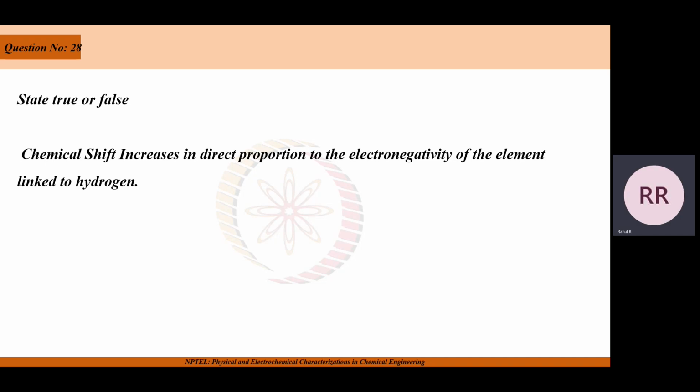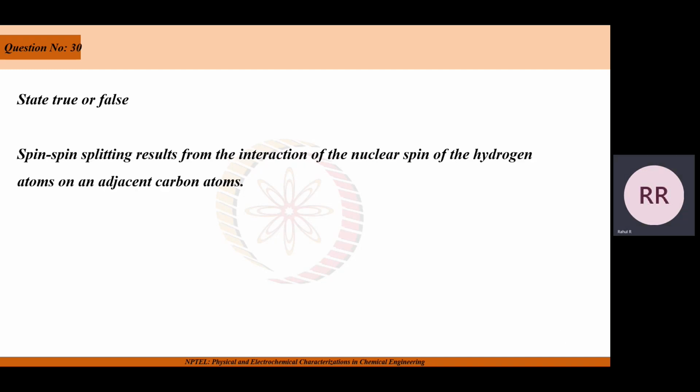Okay, now I think we can discuss the answer with you. So the answer to this question is actually true. The chemical shift is proportional to the electronegativity of the element that is linked to the hydrogen. Now we can move to the next question, which is also a true or false question. The spin splitting results from the interaction of nuclear spin of hydrogen atoms with an adjacent carbon atom. So I can read you the question once again. The spin splitting results from the interaction of nuclear spin of a hydrogen atom with an adjacent carbon atom. So I can give you a few seconds to think about the answer, then I will discuss the answer with you.